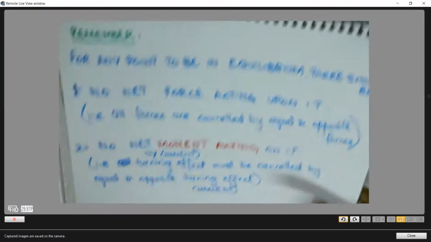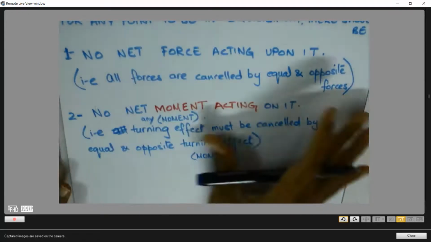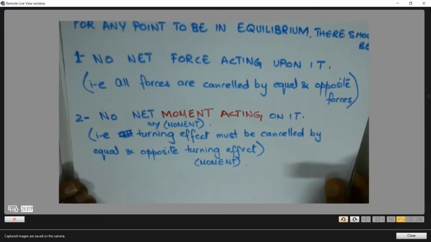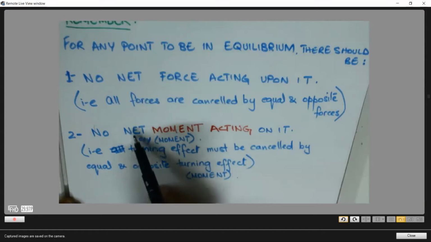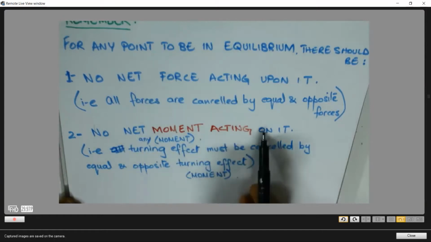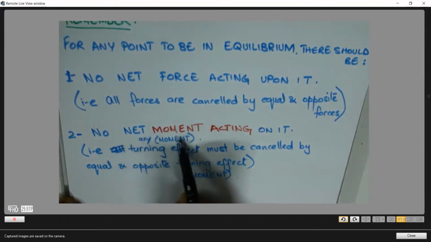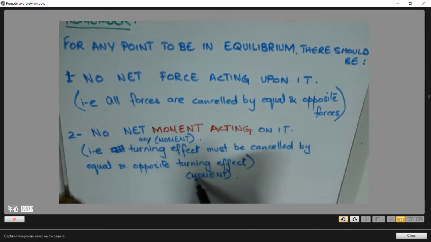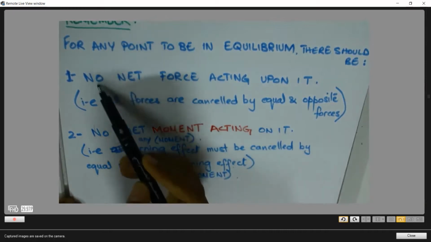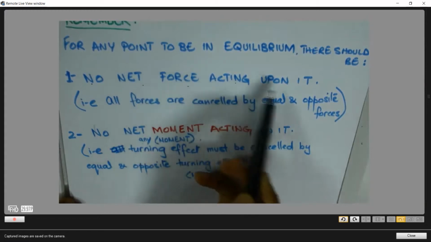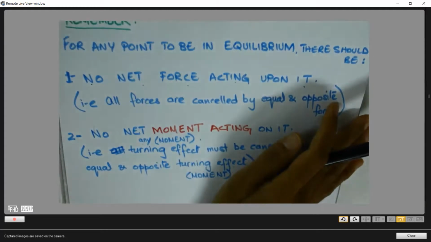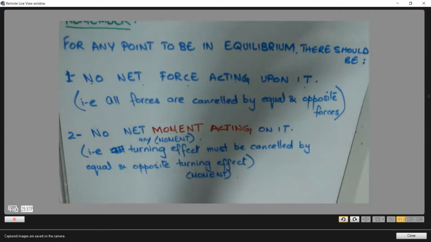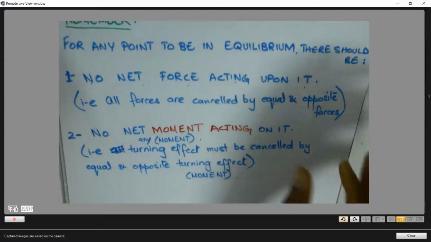Okay, so this we have already discussed. Remember this. Another point: not only is it important for an object to be in equilibrium that there should be no net moment acting on it, meaning that any moment or turning effect must be canceled by equal and opposite turning effect. This is about the turning effect, but then there's another condition: no net force acting upon it as well, meaning whatever force, whether it has turning effect or not, should be balanced by equal and opposite force.